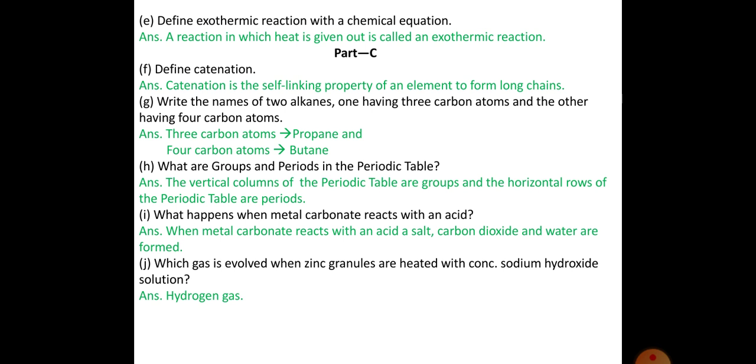What are groups and periods in the periodic table? The vertical columns of the periodic table are groups and the horizontal rows of the periodic table are periods. What happens when metal carbonates react with an acid? When the metal carbonates react with an acid, a salt, carbon dioxide and water are formed. Which gas evolves when zinc granules are heated with concentrated sodium hydroxide solution? That is hydrogen gas.